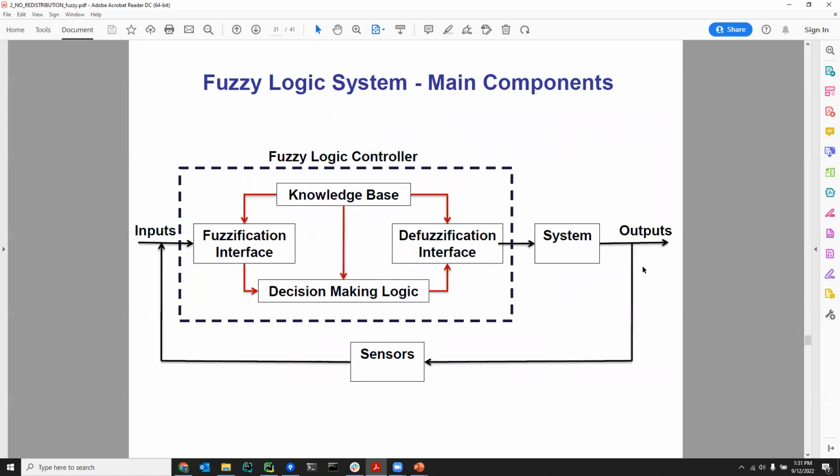So now we're going to get into fuzzy inference systems and fuzzy logic control. This is a block diagram of a typical fuzzy logic controller. What happens is that the inputs get fed in. You have a fuzzification interface where you fuzzify all the values. And what that means is that the input values get assessed to find their membership values in each set.